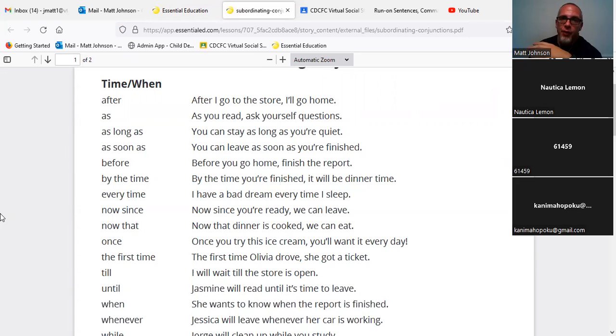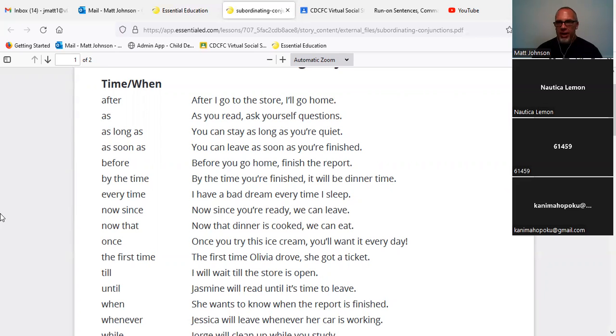And just like I said, right after I go to the store, comma, I'll go home. I won't go through the whole list here. I'll just point out a few, right? Just like I said before, after I go to the store, not a complete idea, right? You're just hanging out there waiting for more information. Nobody has told you anything other than the fact of what time and place this event happened, right? After I go to the store, comma, I'll go home.